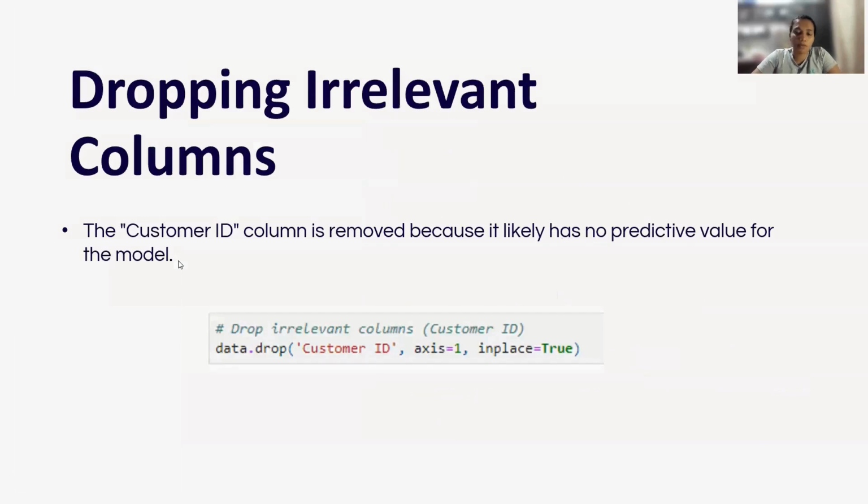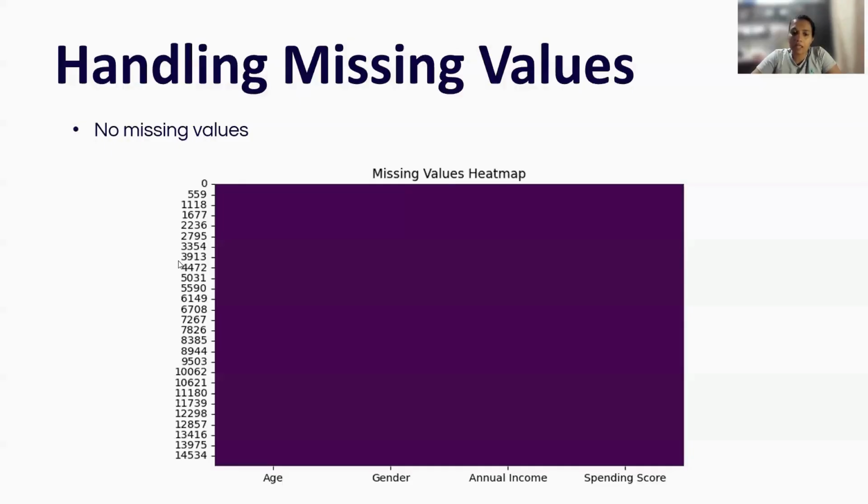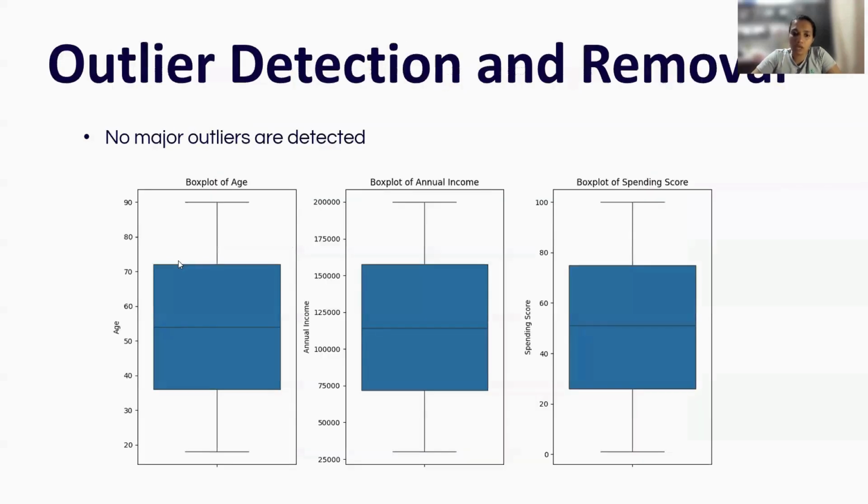Next, about dropping the irrelevant column. Here we dropped the customer ID column because it likely has no predictive value for the model. And under the missing value handling, we were not able to find any missing values. Next, outlier detection and removal. Under that also, we were not able to find any outliers.